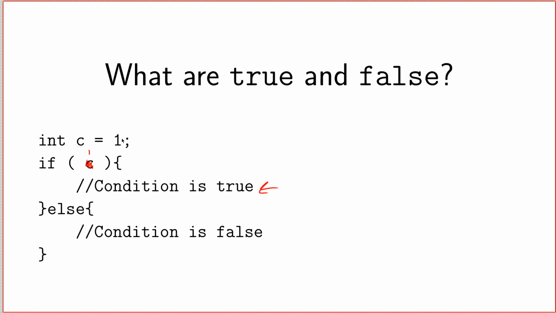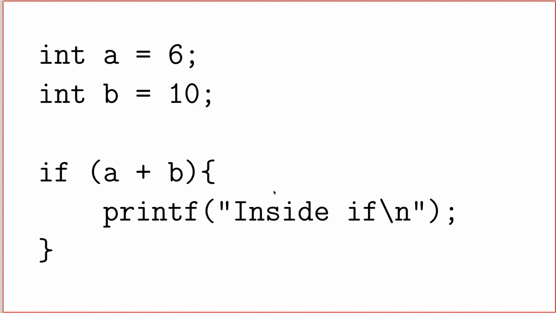But even if the value of c was negative 100, then we'd say, how do we evaluate the if statement? Well, let's sub in the value of c, negative 100. We take a look inside the brackets. Is that 0? No, it isn't. It's not 0, which means the condition is true. So we still end up inside the if statement.